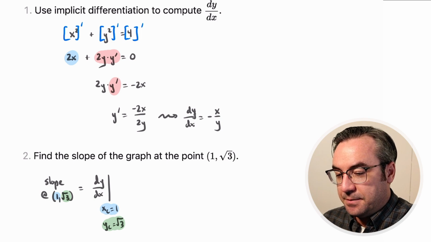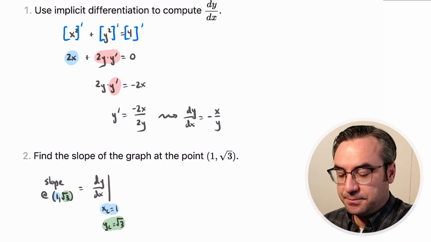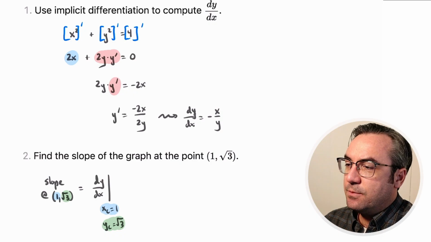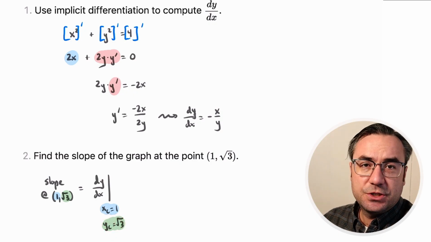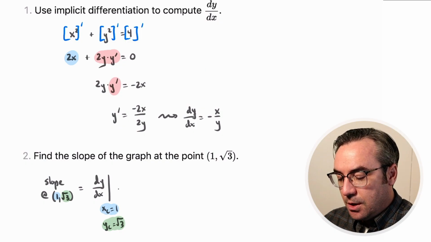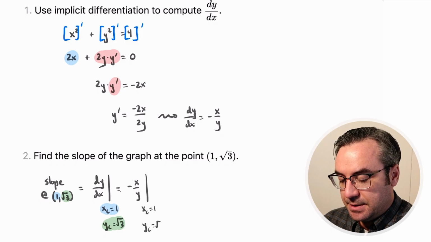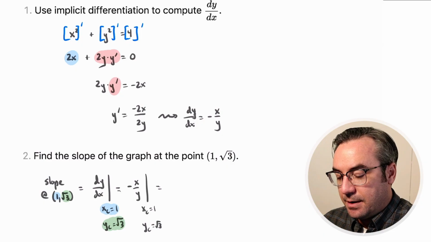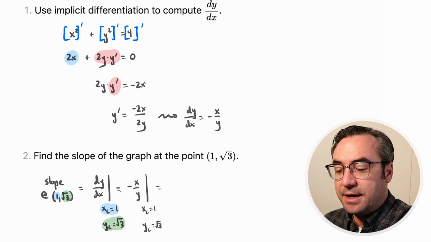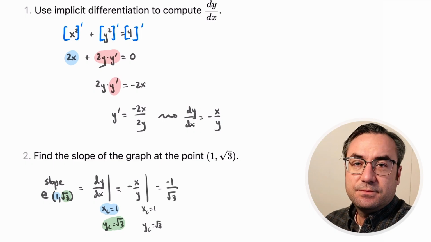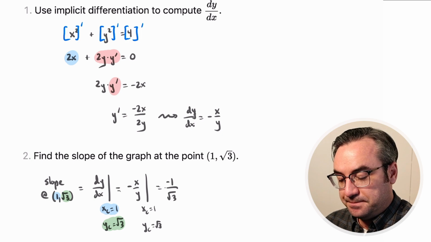All right, and this big line just means evaluate. So we're going to take the derivative, evaluate, and plug our x coordinate in, which is 1, and then our y coordinate in, which is square root 3. So let's get our formula here, negative x over y. We're going to evaluate. When we plug in, our x coordinate is 1, so we plug that in for the x. So we get negative 1, and then our y coordinate is square root 3. So there's our slope.